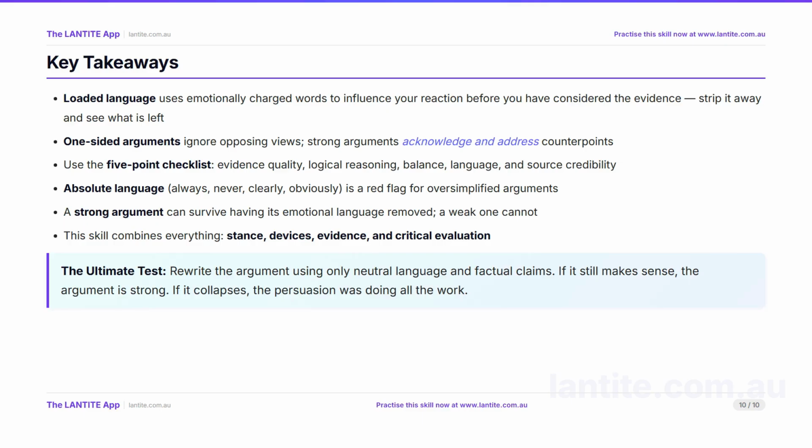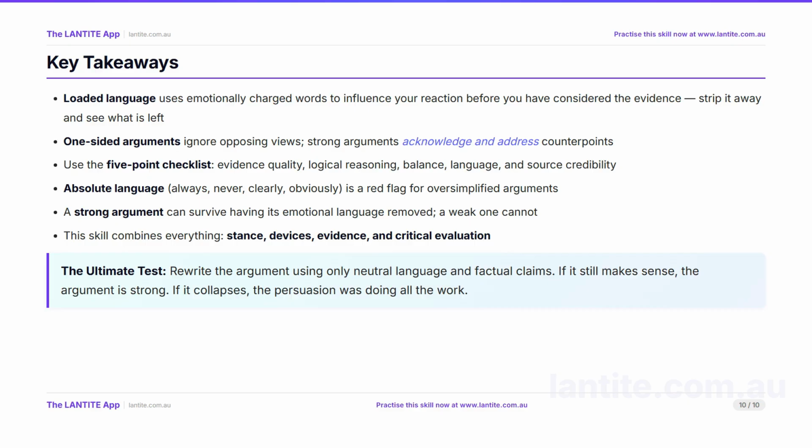Let us recap. Loaded language uses emotionally charged words to influence your reaction before you have considered the evidence. The key skill is to strip it away and see what is actually left. One-sided arguments ignore opposing views. Strong arguments acknowledge counterpoints and explain why their position is still stronger. Use the 5-point checklist: evidence quality, logical reasoning, balance, language, and source credibility. Absolute language, like always, never, clearly, and obviously, is a red flag.